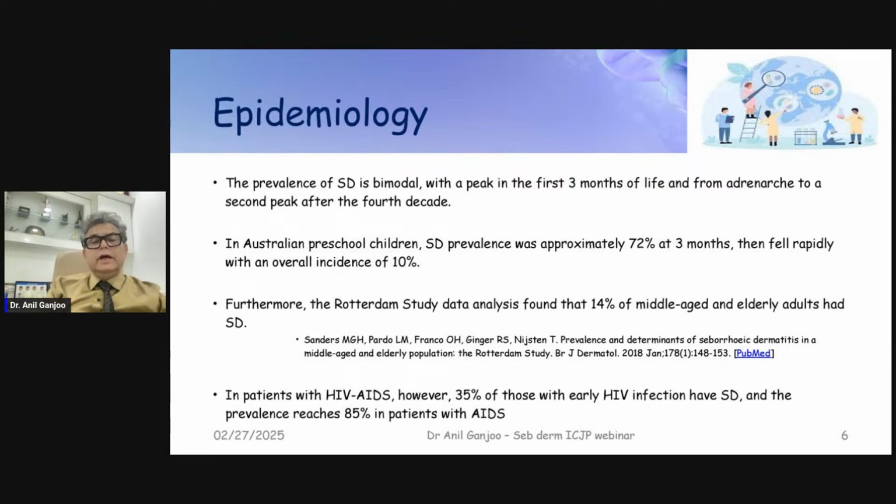seborrheic dermatitis. A study in Australian preschool children showed that the prevalence of seborrheic dermatitis was to the tune of 72% in the infantile phase, and later on it fell to about 10%, and in the middle aged about 14%. And patients who are immunocompromised, particularly those with HIV and AIDS, can have a very high incidence of seborrheic dermatitis, to the tune of about 35% in patients with HIV infection, and up to 85% of patients who have full-blown AIDS.